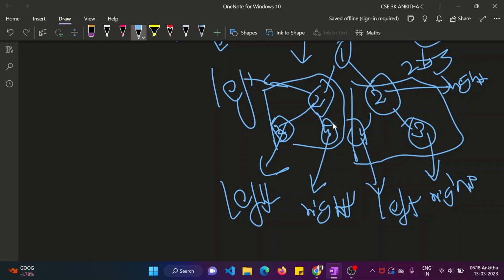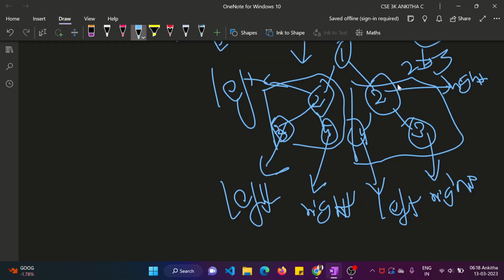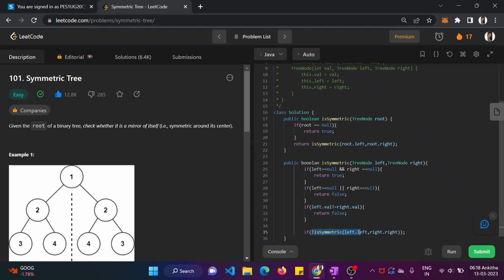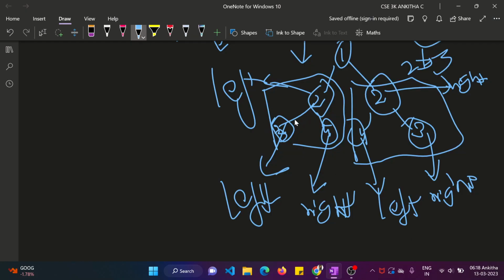So left dot left must be equal to right dot right. If left dot left is not symmetric to right dot right, we check whether the trees with left dot left and right dot right are symmetric or not in this recursive call. If this is not symmetric, then you return false. What if this is symmetric? In this case, you can see left dot left and right dot right are symmetric. Then you go further to the children of 3. Here it's null.